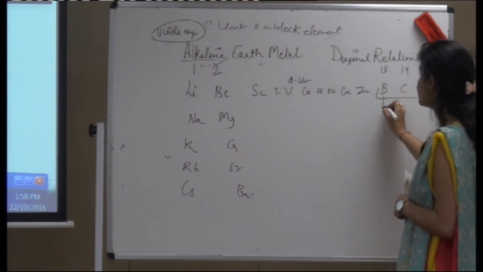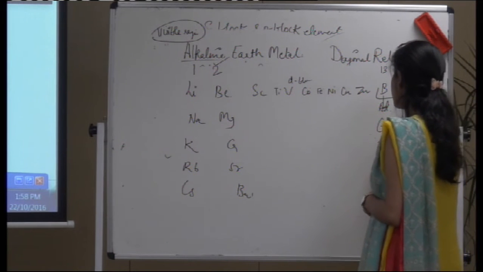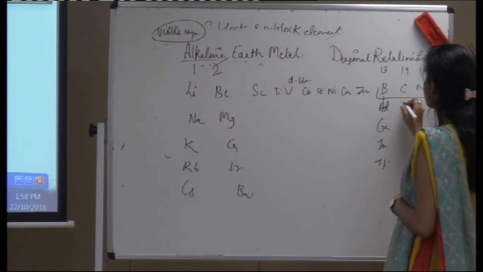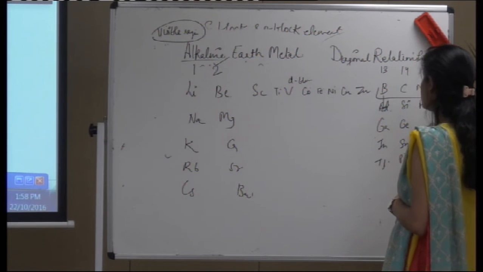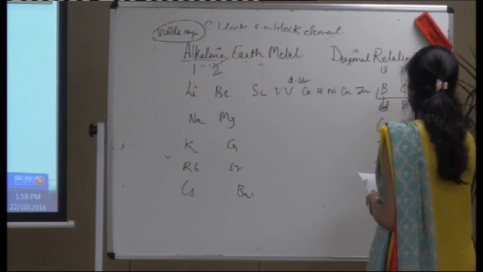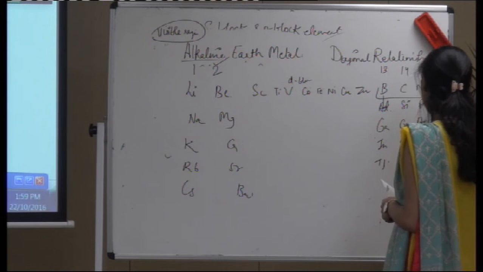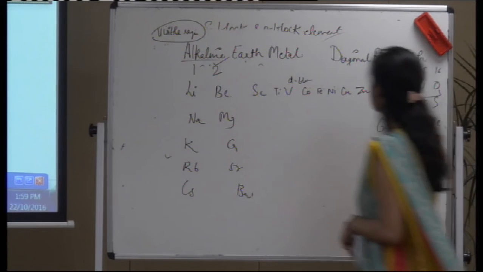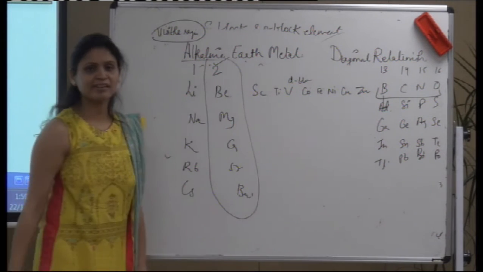What is the element after boron? Aluminium, then gallium, indium and thallium, then silicon, germanium, tin, lead, nitrogen, phosphorus, arsenic, antimony, bismuth, sulfur, selenium, tellurium and polonium. Right? Everybody knows this. We are talking about alkaline earth metals. I was asking what is diagonal relationship.